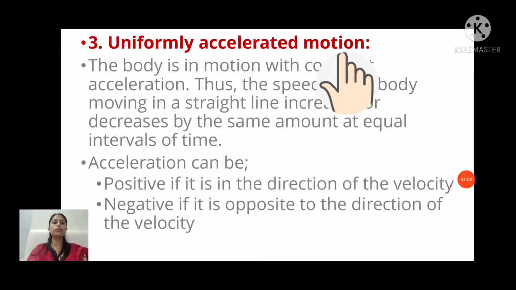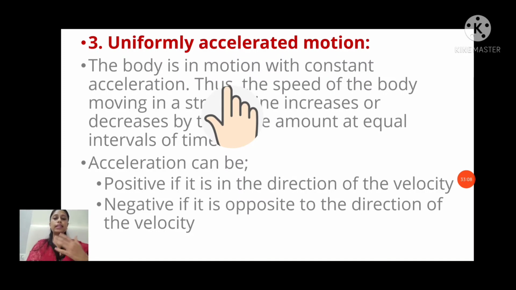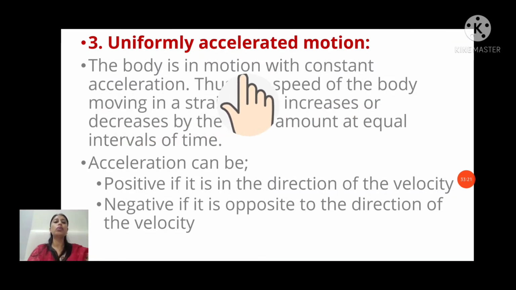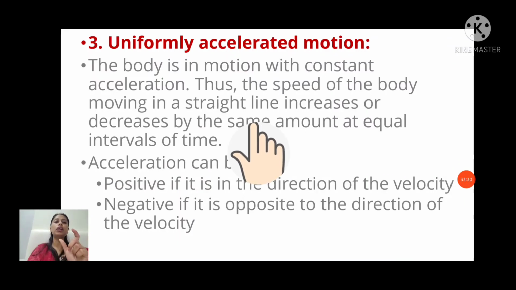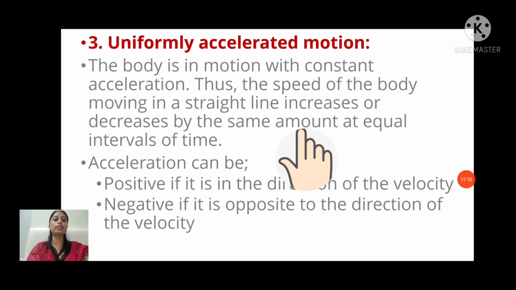Third, uniformly accelerated motion. Uniformly means the object is accelerating, meaning the object's velocity is changing, but uniformly, with the same rate. So you say uniformly accelerated motion. How? The body is in motion with constant acceleration. Constant means same acceleration. Thus the speed of a body moving in a straight line increases or decreases by the same amount. Maybe the speed is increasing while it is traveling on a straight line, or maybe it is decreasing, but in an equal interval of time, with the same amount it is increasing or decreasing. So the velocity is changing by the same amount, whether increasing or decreasing.